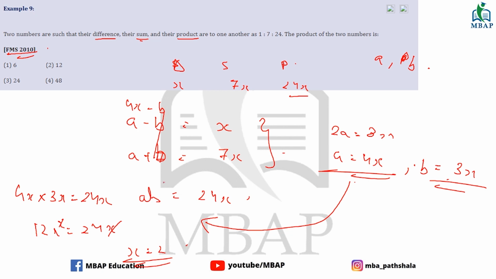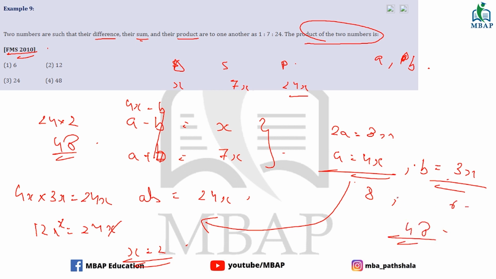If x is 2, the question was asking what will be the product of those two numbers. So the product of those two numbers comes out to be 24 into 2, which is 48. Either do this or find out those two numbers individually. 4 2s are 8, 3 2s are 6, 6 8s are 48. Even like this you could have done it and gotten the answer as 48.